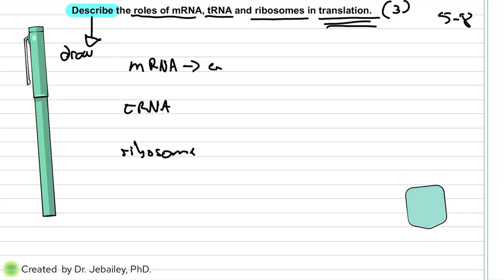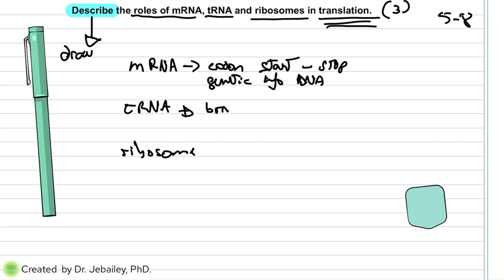So for example, for mRNA, you can mention the codon, right? And you can talk about how there is a start codon as well as a stop codon. You talk about how it gets the genetic info from the DNA, right? And then the tRNA, you can say the tRNA is the one that is bringing the amino acids to the ribosome. You can also talk about its structure, which basically has the anticodon.